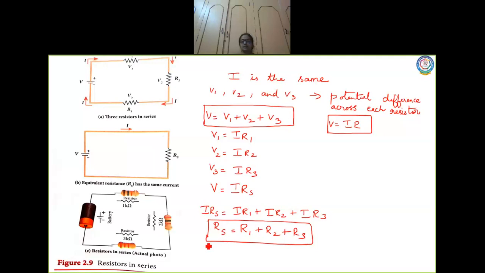Now this is a very important formula. When several resistors are connected in series, the effective resistance will be the sum of the individual resistors. I repeat the sentence again. When resistors are connected in series, the effective resistance will be the sum of the individual resistors. Okay, so this is one conclusion.